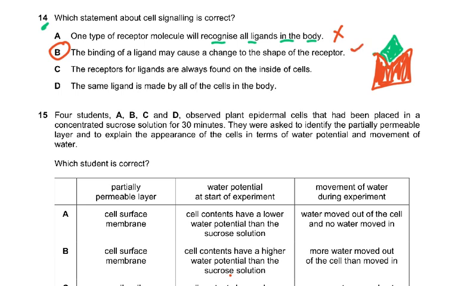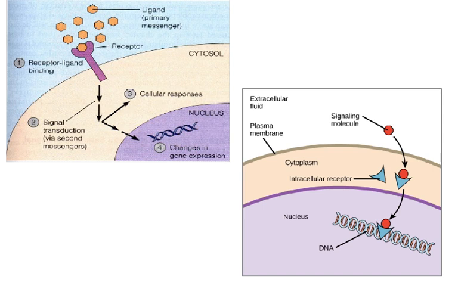But then please understand it. The receptors for ligands are always found on the inside of the cells. No, because ligands are water soluble, so they have to attach to a receptor on the surface of the cell surface membrane. Some of them are not; some of them can attach to the nuclear membrane or to the receptors inside the cell. The same ligand is made by all of the cells of the body. No, insulin is a different molecule, and other cell signaling molecules all have different shapes and will have complementary receptors. Now I just want to revise ligands with you.